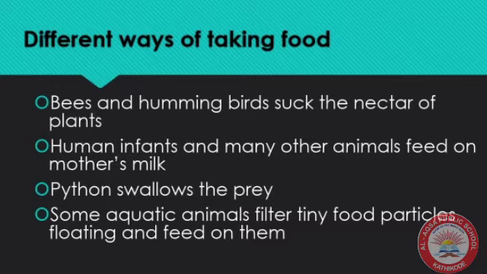Now, the mode of intake of food. That means the different ways by which different organisms take in food. Bees and hummingbirds suck the nectar of plants, whereas human infants, that means babies, and many other animals feed on their mother's milk. Pythons swallow the prey, and some water animals or aquatic animals filter the food particles in water and then eat them. So different organisms have different ways of taking in food.